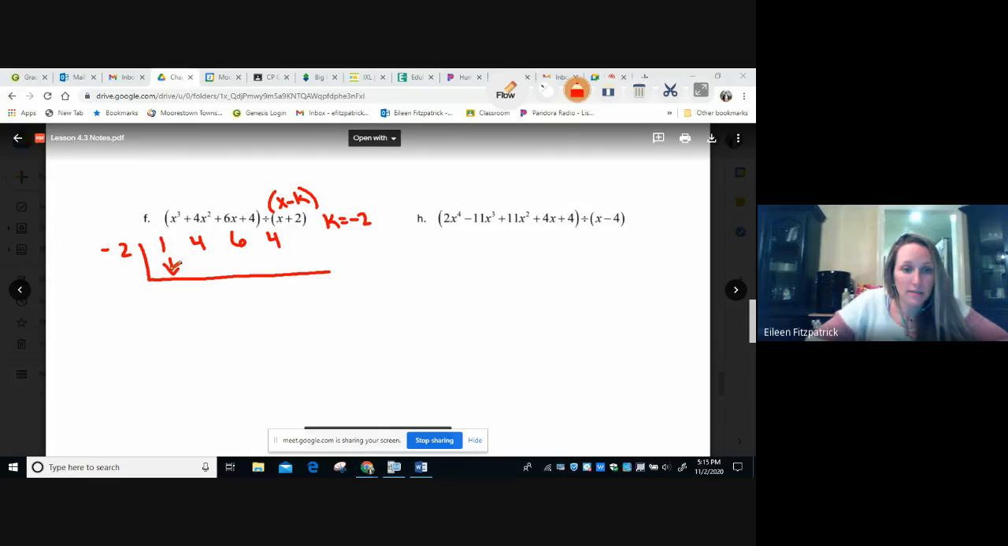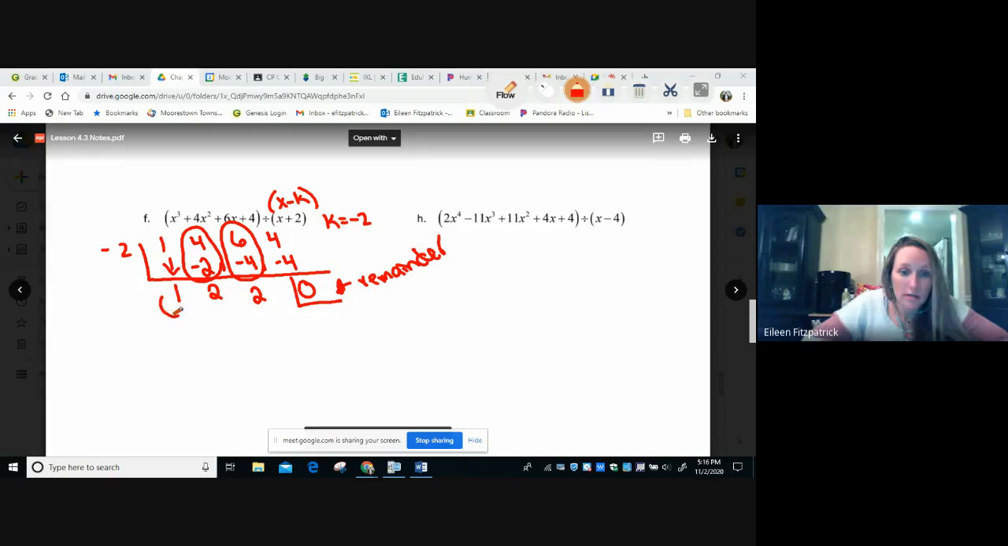Now the process is to drop the first number, multiply, and then add your column. Combine your column by adding. So it's going to leave you a +2. Multiply, so 2 times -2 is -4. And then add the column. Combined by adding, it's going to be a 2. 2 times -2 is -4. And then add the column, that's going to be a 0. That last number is always your remainder. Okay, so this is always your remainder.